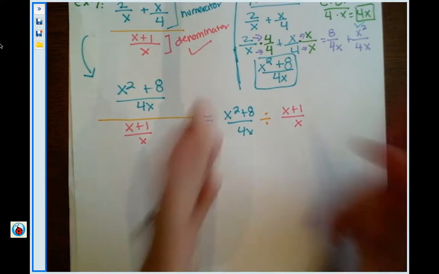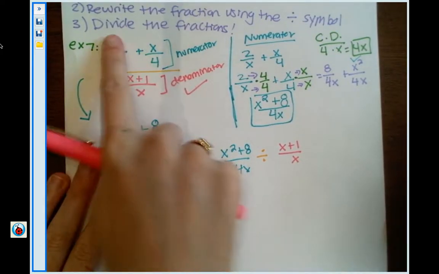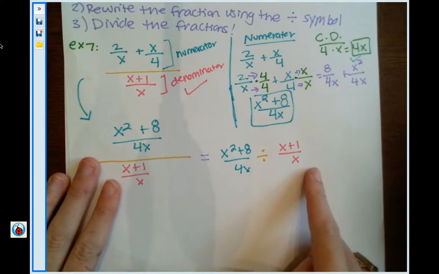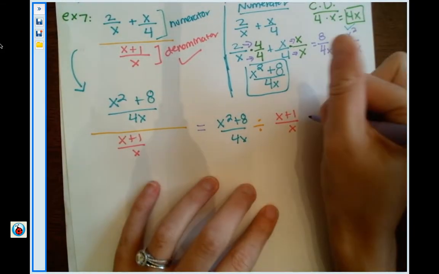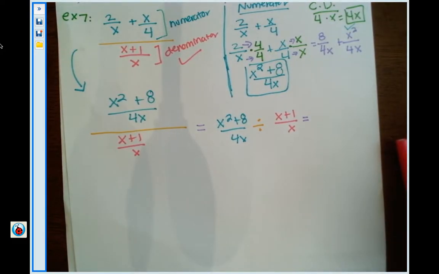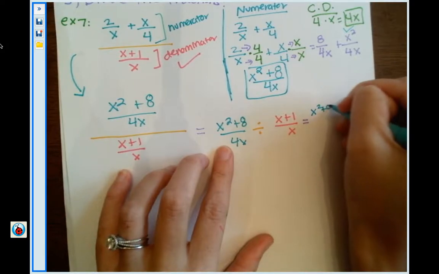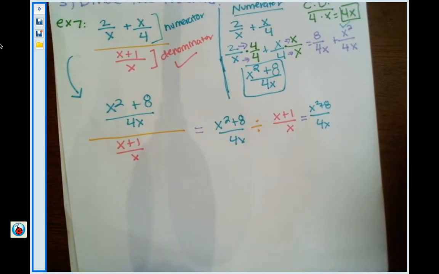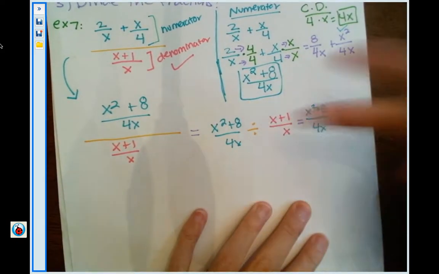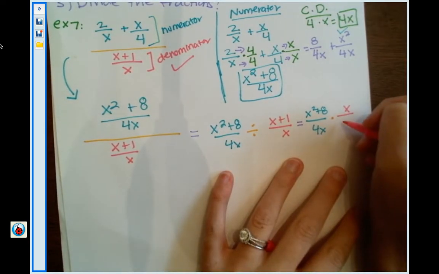Okay, guys, if we know how to divide with two fractions, when we divide with fractions, that's the last step, we have to keep, change, flip. So this is going to turn into, I'm going to keep my first fraction, which is x squared plus 8 over 4x. I'm going to change my division to multiplication. And then I'm going to flip my second fraction, or find the reciprocal, which would be x over x plus 1.